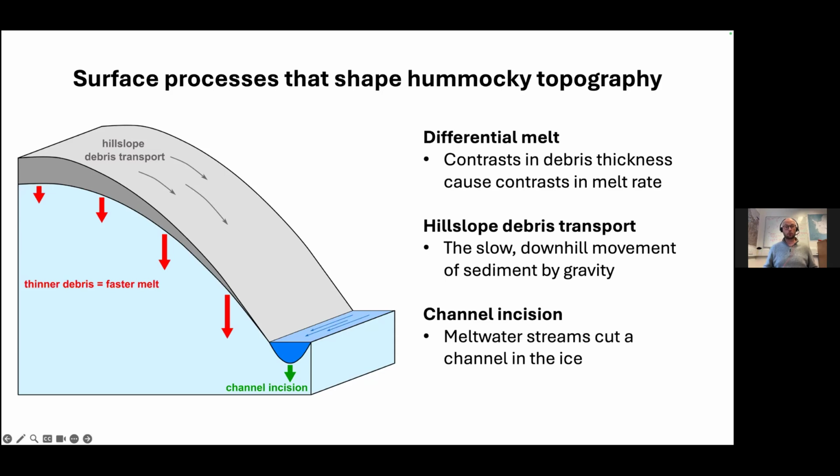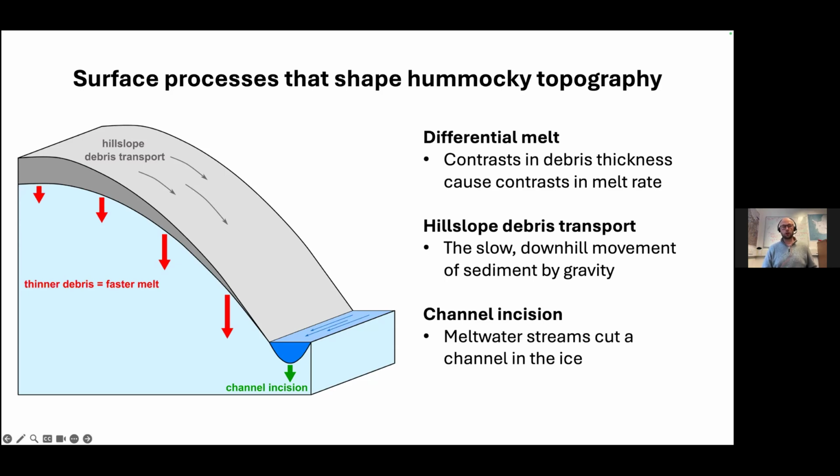Then, as that topographic relief develops, hill slope debris transport takes over. So debris wants to move downhill. And so these thickly covered high regions start to lose all their debris to the more thinly covered low-lying regions. And so you get this sort of oscillation between high and low topography and debris thickness. And then there's channel incision.